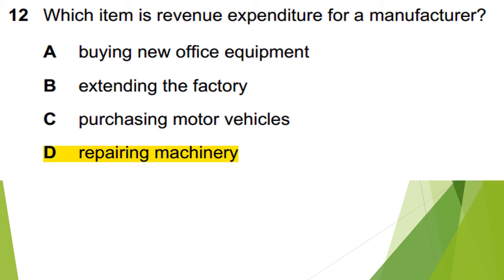And number 12, which item is revenue expenditure for a manufacturer? Option A is buying new office equipment. This is capital expenditure. Extending the factory, this is also capital expenditure. And purchasing a motor vehicle, this is also fixed asset purchasing. And option D, repairing machinery. This is revenue expenditure, because purchasing machinery is capital and repairing machinery is revenue expenditure.